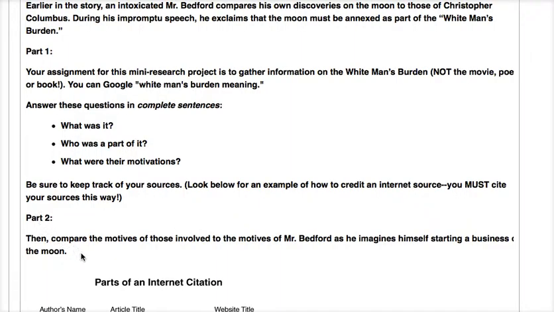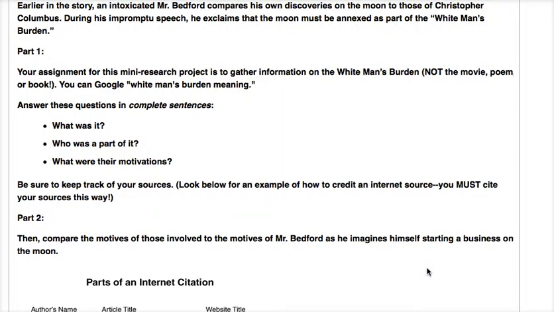But then part 2, you're going to compare the motives of those involved in the white man's burden to the motives of Mr. Bedford as he imagines himself starting a business on the moon. So in other words, compare the motives of why people thought they had to take on the white man's burden to why Mr. Bedford was thinking he needed to take on some burdens as he started a business on the moon. Okay? So you answer your 3 questions, you compare the people involved in the white man's burden to Mr. Bedford. And that's at least a few more sentences. Then you cite your sources.